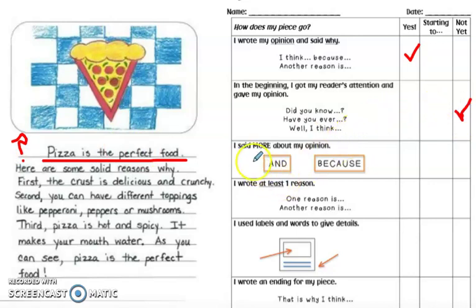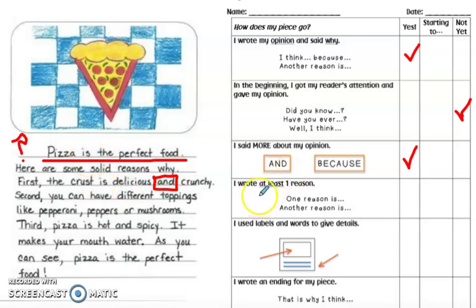Number 3, I said more about my opinion. So do you see this student use any and or because in her writing? Here are some solid reasons why. First, the crust is delicious and crunchy. I found and, so I use a box to box the keyword and. Okay, so I check yes. She does have and.